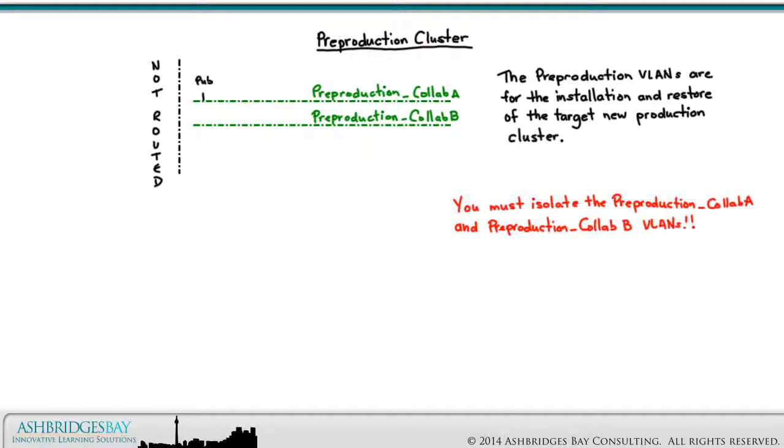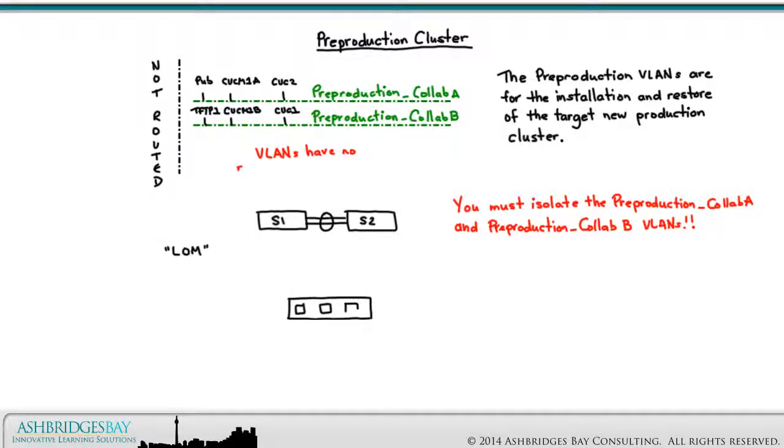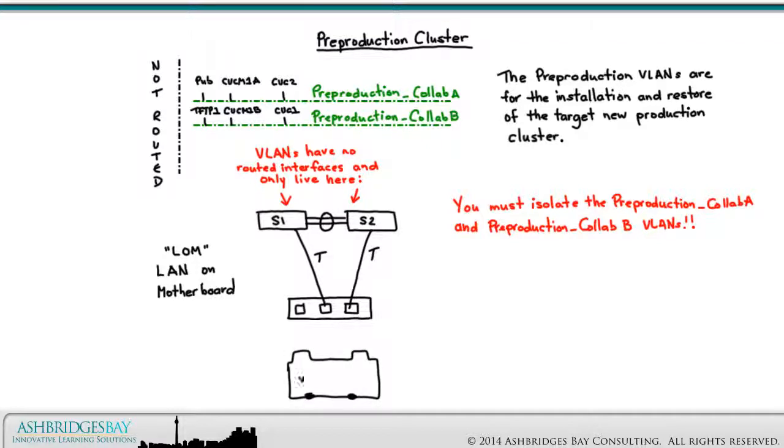We'll distribute the collaboration apps across the two VLANs as in the production cluster. The pre-production VLANs have no routed interfaces and only need to be configured on the two upstream switches. If you are not deploying HA and have only one server, then they don't even have to be configured there. The pre-production VLANs will be enabled on the trunk. These VLANs will have associated port groups configured on the host vSwitches.